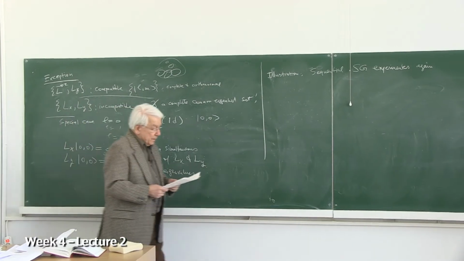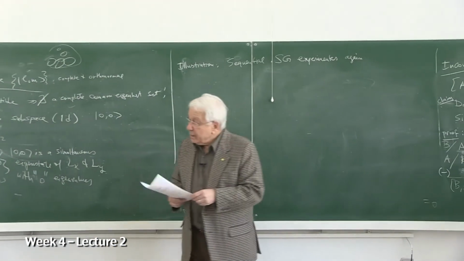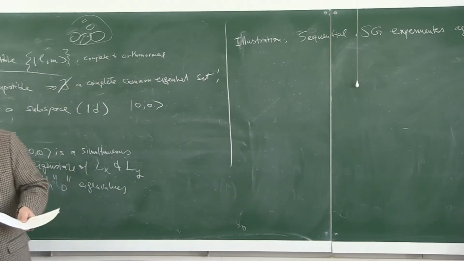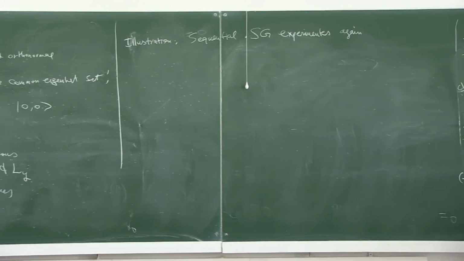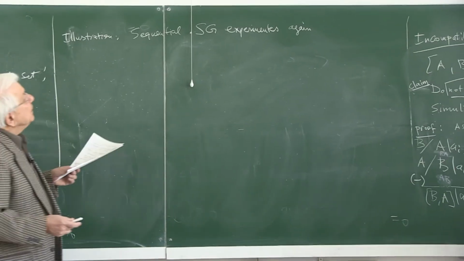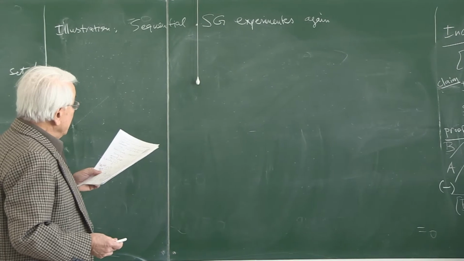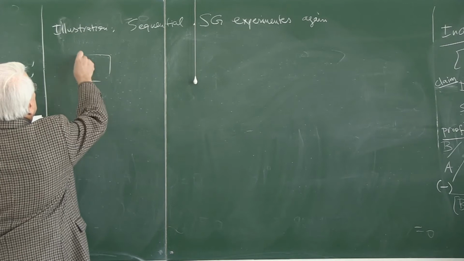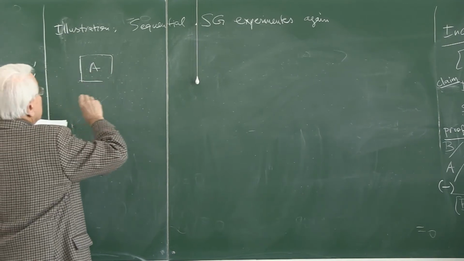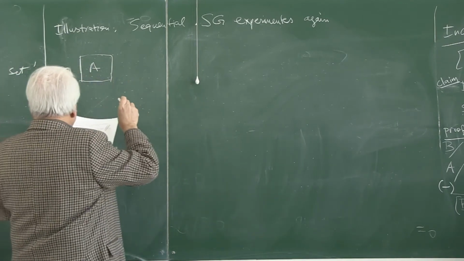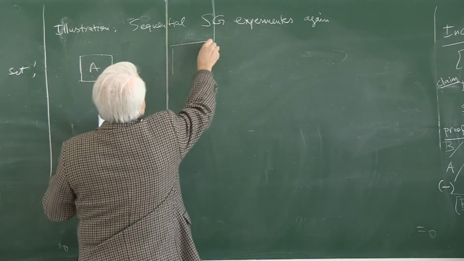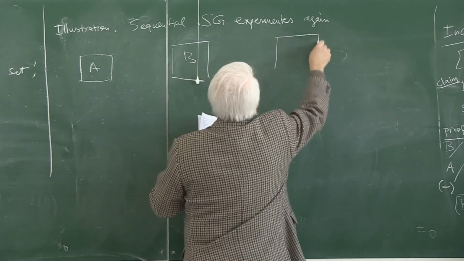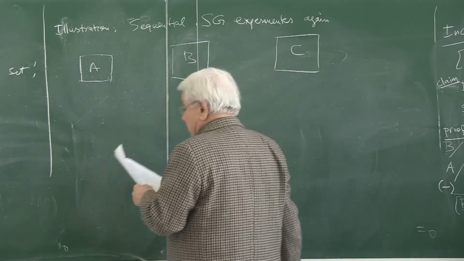Okay, let me now plot the associated picture for this sequential generalized Stern-Gerlach experimental setup. Now we have the following. There is an A measuring device, or if you want, an A filtering device, a B measuring device, and a C measuring device.